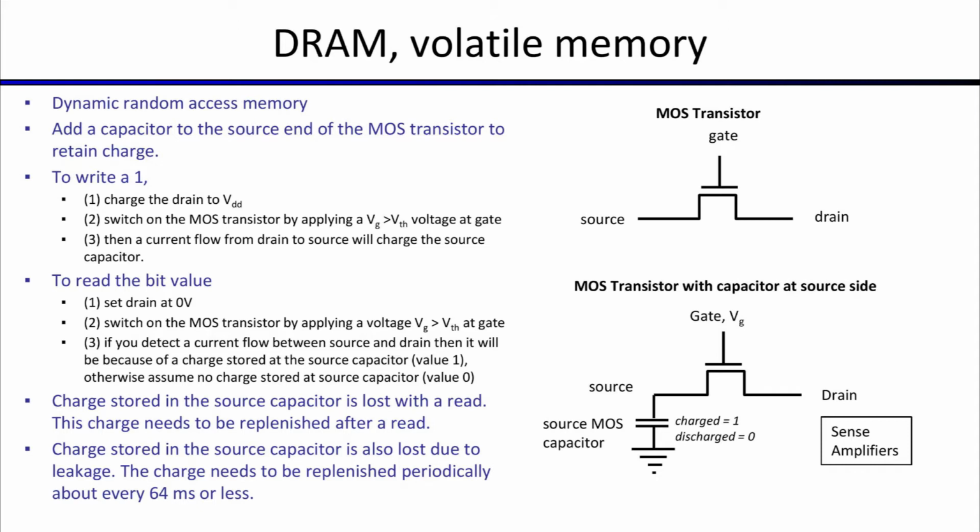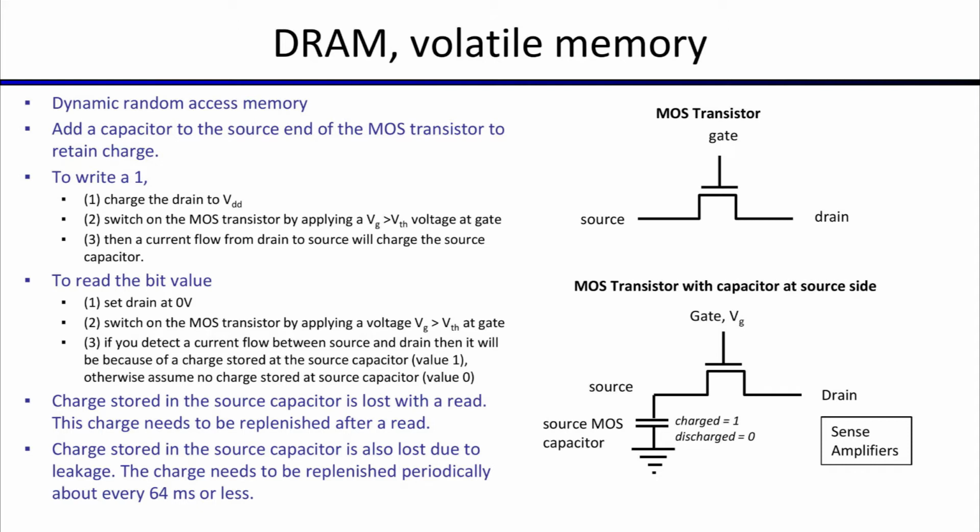So now you are able to charge the capacitor, and if the capacitor is charged, you can call it a 1, and if the capacitor is discharged, you can call it a 0. So how do you charge a capacitor or bring it to state 1? You charge the drain side to the supply voltage at VDD. Then you switch on the transistor by applying a gate voltage above the threshold voltage, which opens the circuit from drain to source. Now the charge will flow and charge the source MOS capacitor. So now you have a 1. You can now switch off the gate and the charge is going to stay there.